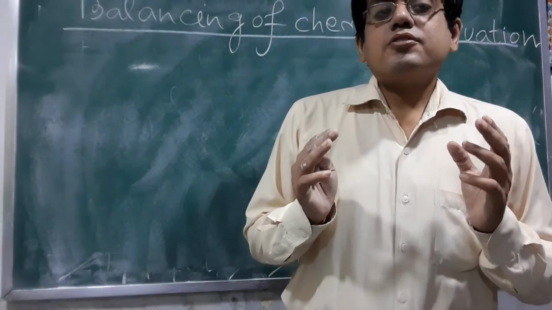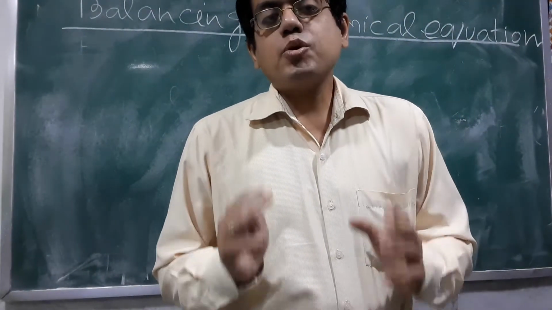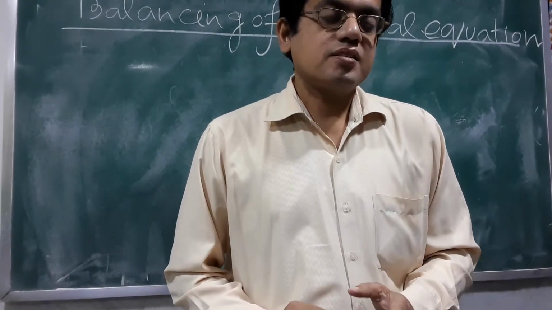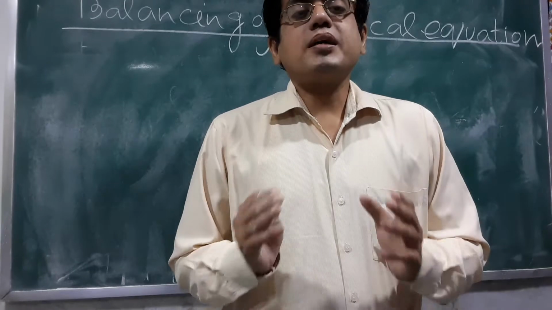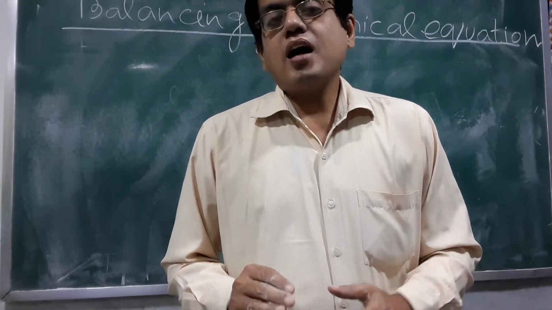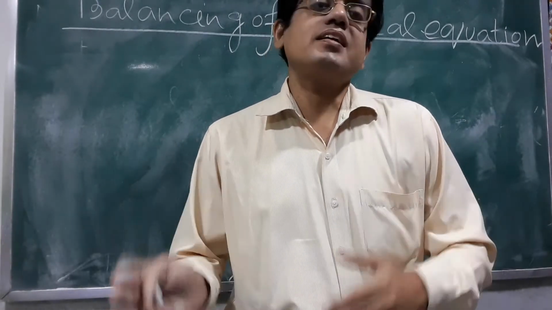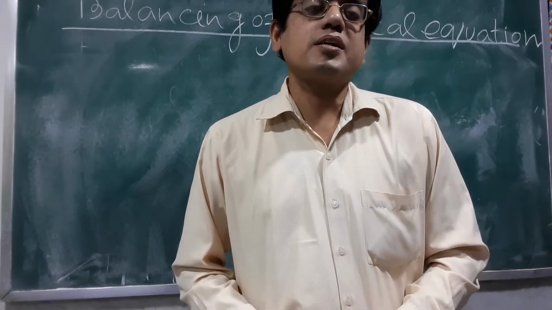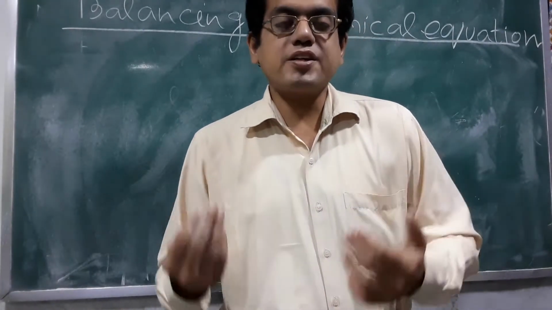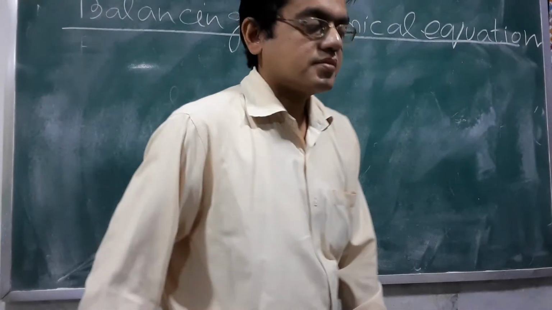Now, for the time being, I am going to teach you balancing by hit and trial method, because balancing by oxidation number method and ion electron method are beyond the scope of your syllabus. Ion electron method and balancing by oxidation number method are taught in class 11. So please pay attention. I am going to teach you how to balance by hit and trial method.